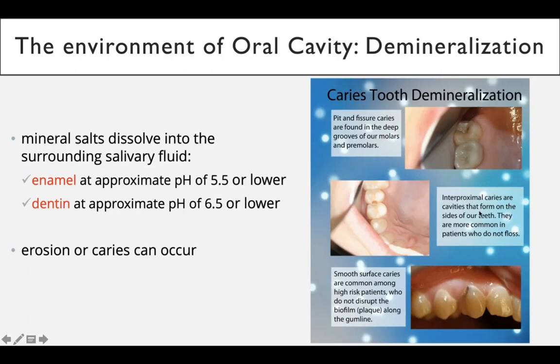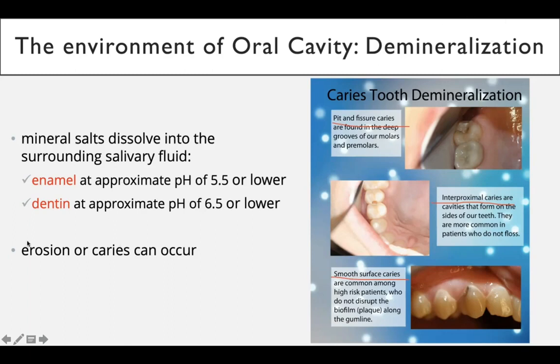Interproximal caries are cavities that form on the sides of our teeth. They are more common in patients who do not floss. Smooth surface caries are among high risk patients who do not disturb the biofilm plaque along the gum line. So there are 3 types: pit and fissure caries, interproximal caries, and smooth surface caries.